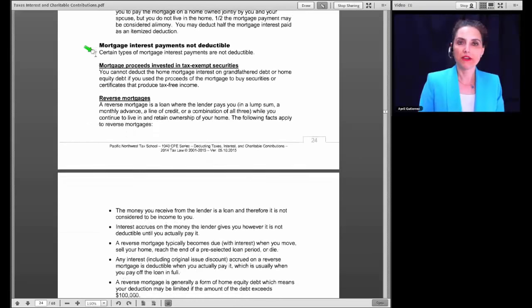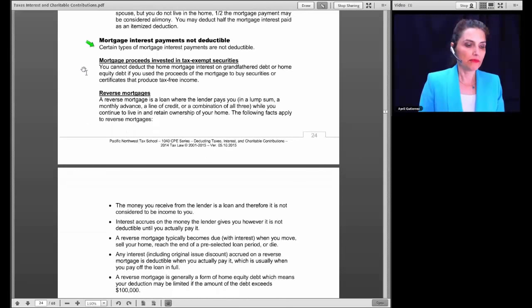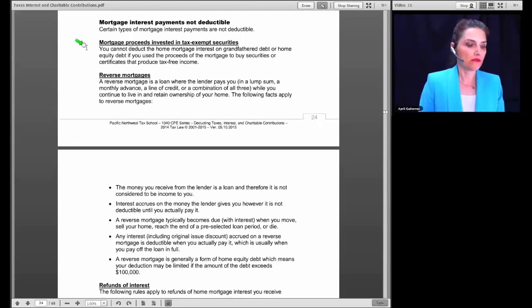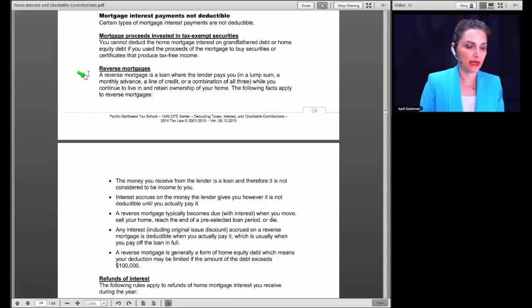Mortgage interest payments that are not deductible. Certain types of mortgage interest payments are not deductible. These include mortgage proceeds invested in tax-exempt securities. You're not allowed to claim a home mortgage interest deduction on grandfather debt or home equity debt if you use the proceeds of the mortgage to buy securities or certificates that produce tax-free income.